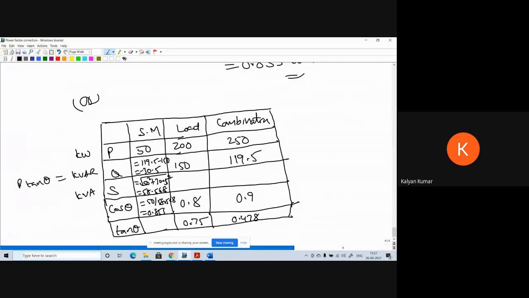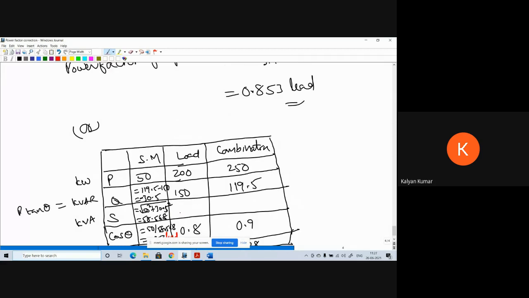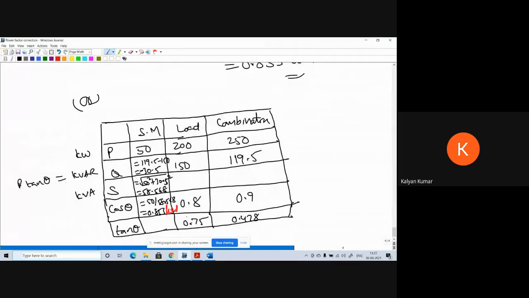As it is a minus, we need to write it as leading. Okay, it is lagging. It is lagging. So like this we can make calculations.